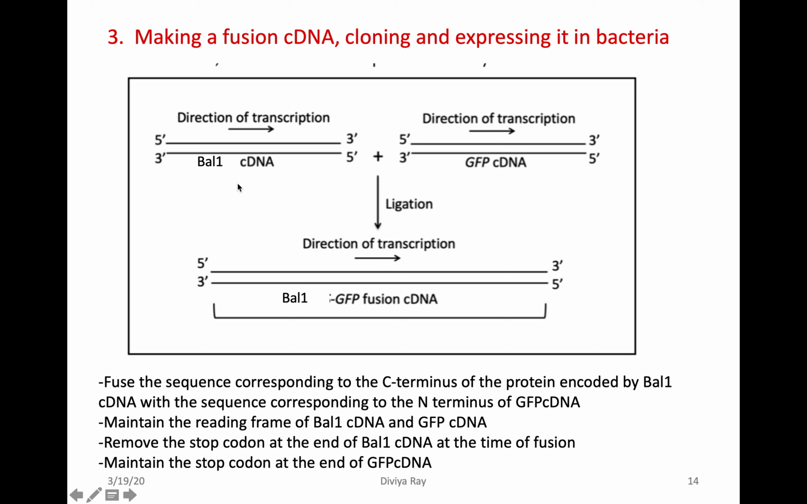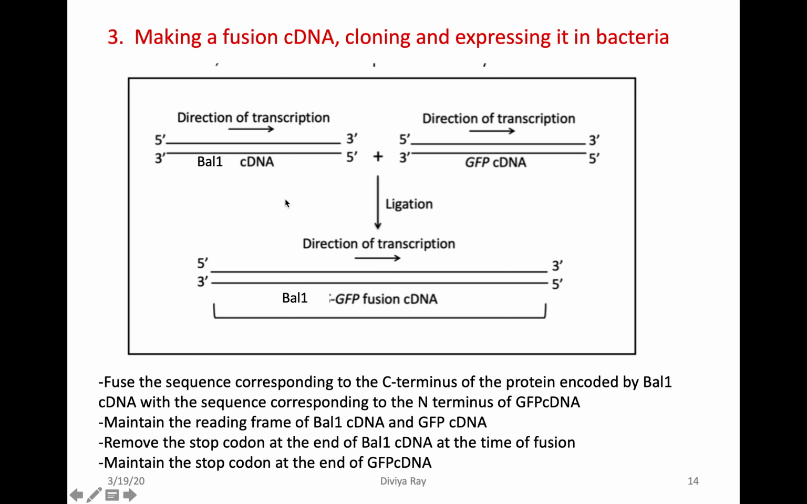She wants to fuse the BAL1 cDNA, this being the direction of transcription. She wants to fuse the end of the BAL1 cDNA with the beginning of the green fluorescent protein cDNA. So she wants to make a BAL1-GFP fusion cDNA as shown over here, with this being the direction of transcription. So what are the precautions that she should be adopting?